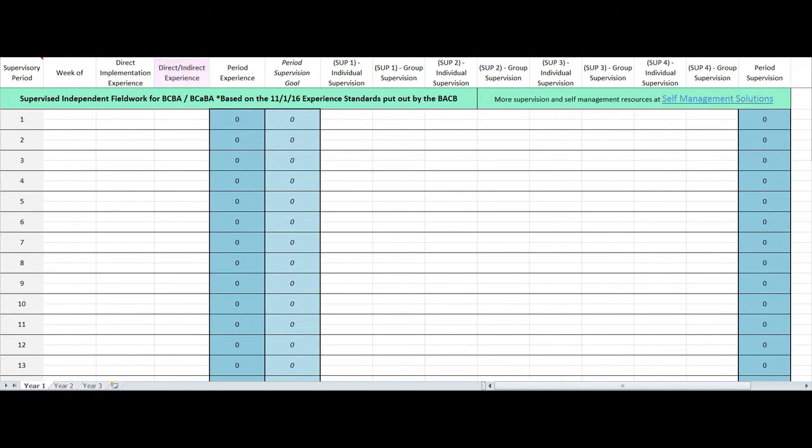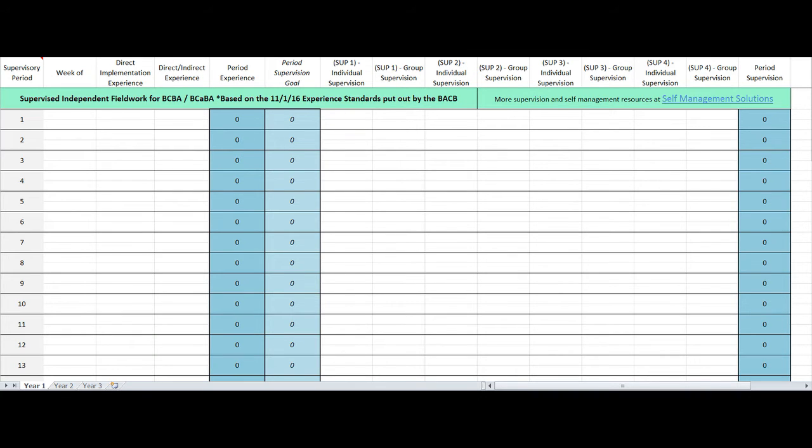So notice we have 2 columns for tracking experience hours. This is because the BACB requires that no more than 50% of your total experience comes from that direct implementation. Direct and indirect experience consists more of supervisory type tasks. You can find examples of tasks that fall under this category on the BACB's website.